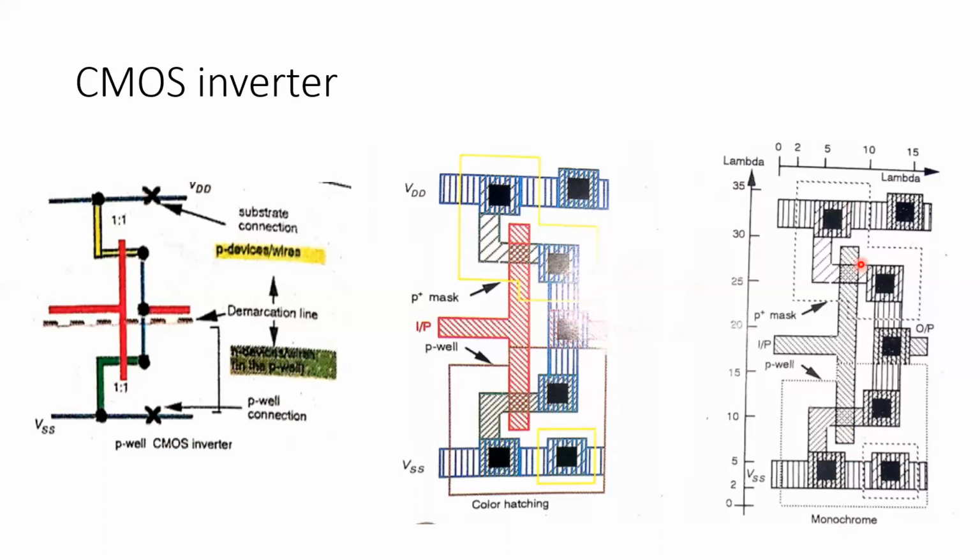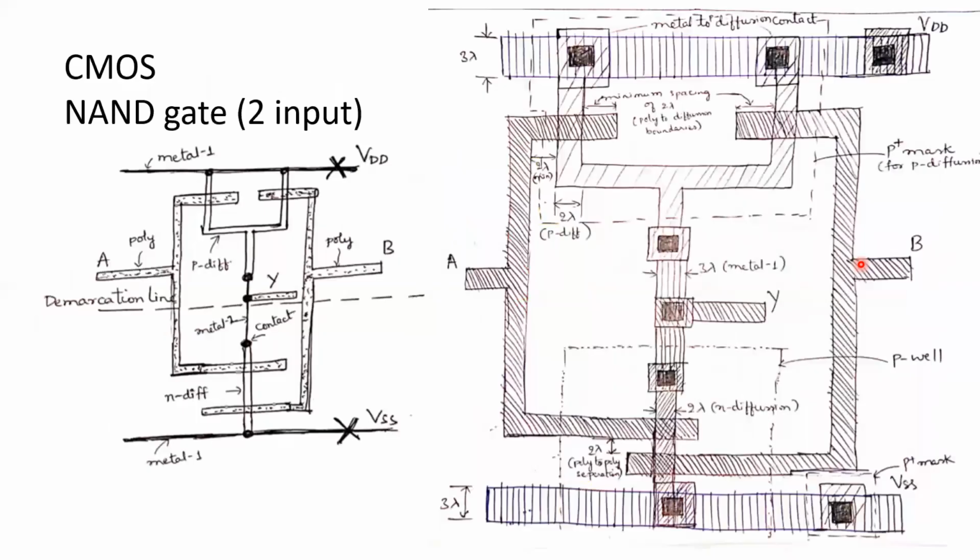So we'll move to the next example, that is CMOS NAND gate with two inputs A and B. So left hand side we have a stick diagram of what we saw in the previous session. For a NAND gate, because we have a multiplying operator between variables A and B, PMOS transistors should be in parallel and NMOS transistors should be in series.